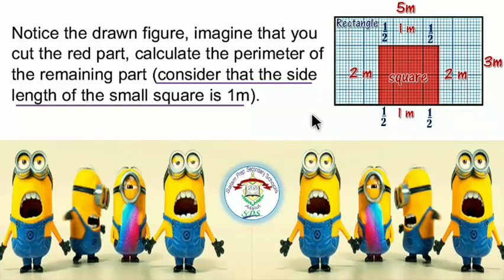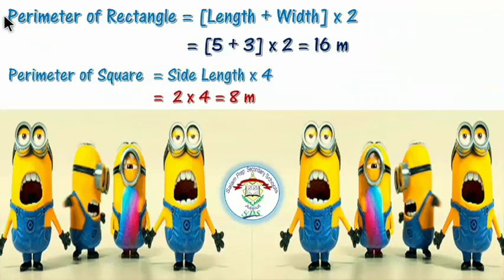Now we can calculate the perimeter of the rectangle and the perimeter of the square. Perimeter of rectangle equals length plus width, all times 2. Length is 5, width is 3, 5 plus 3 all times 2. 8 times 2 equals 16 meters. Perimeter of square equals side length times 4. Side length equals 2 meters, so 2 times 4 equals 8 meters.